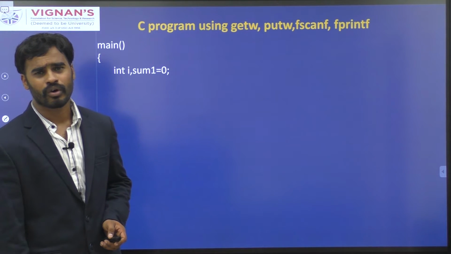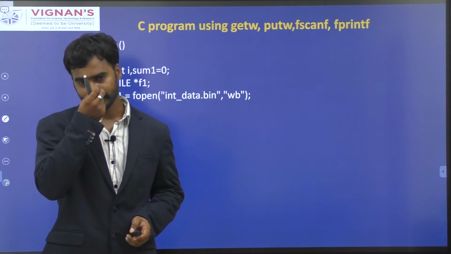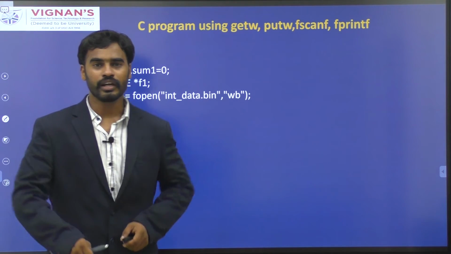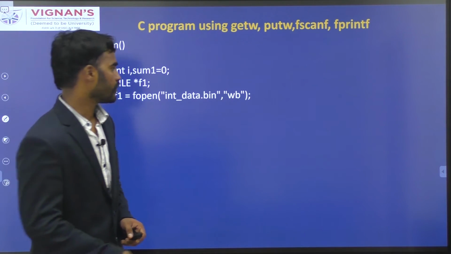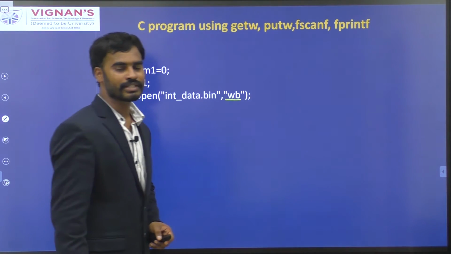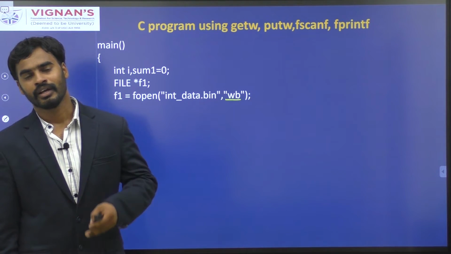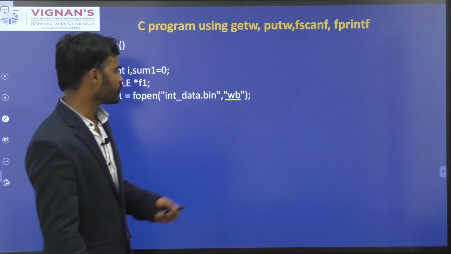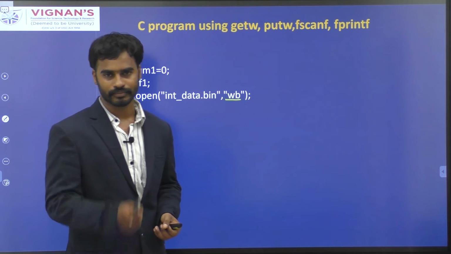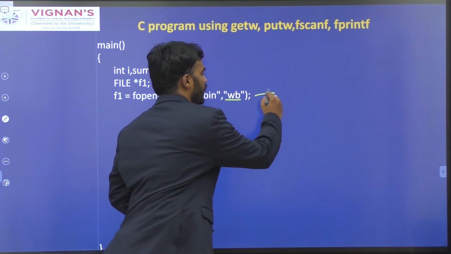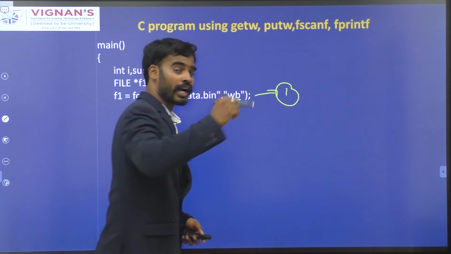As usual, first create a file pointer and open a file. Now here I am going to work with binary files, so my file opening mode is wb. When you are working with binary files, you have to add one extra b to the opening mode. Open the file in write mode, as you are going to write the data to the file.